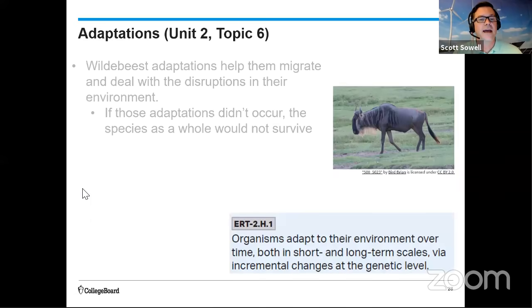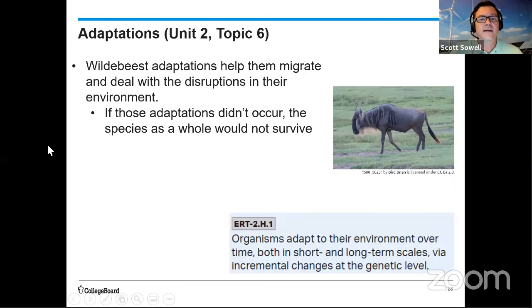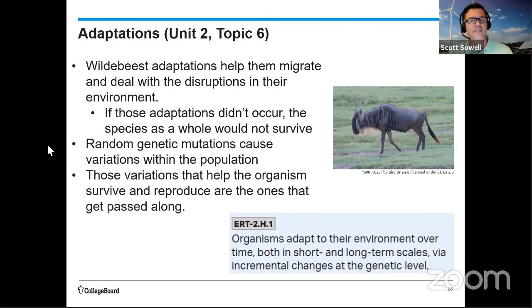So what do we mean by that? Well, these wildebeest all have these adaptations that helped them to migrate. And if those adaptations didn't occur, the species as a whole wouldn't survive. So they've had lots of random mutations within this population of wildebeest. But those mutations that provided a benefit for the organism to deal with this migration were kept and favored, and those individuals were more likely to survive, reproduce, and pass on those genes to the next generation.